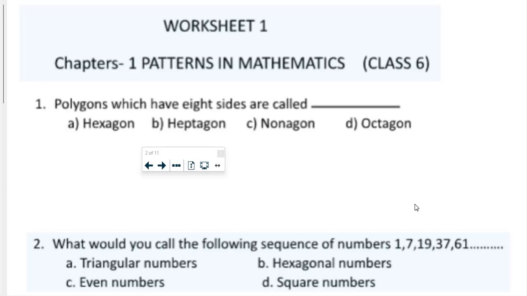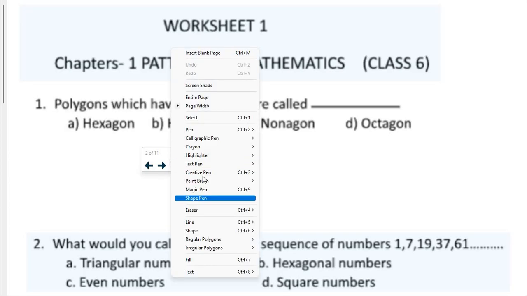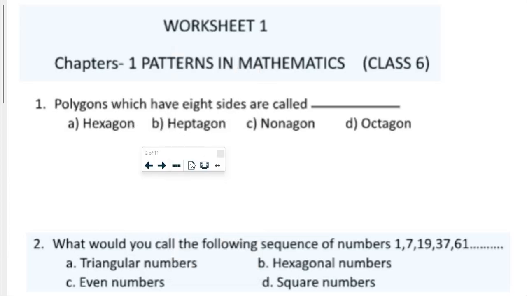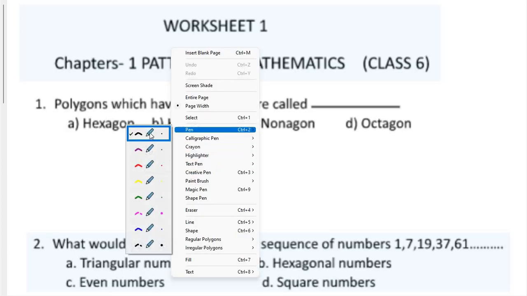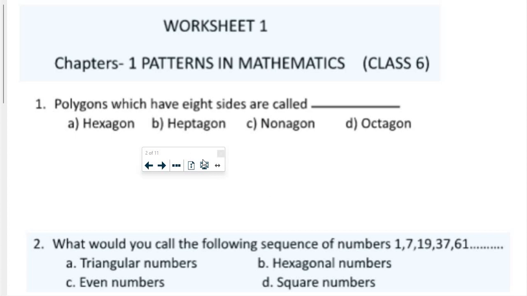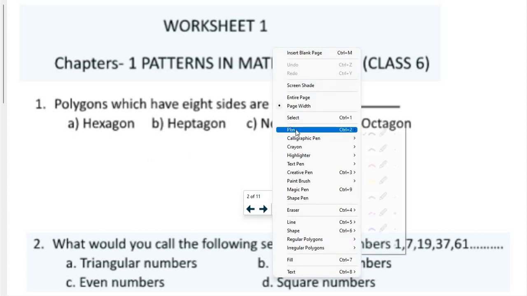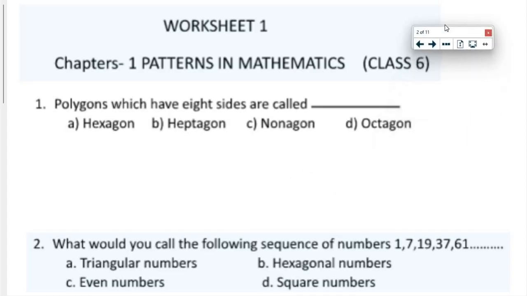Question number 1. Polygons which have 8 sides are called, we have options here. Option A, hexagon. Option B, heptagon. Option C, nonagon. And option D, octagon. Now, when we name polygons, we have these key words.